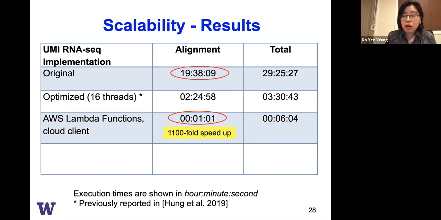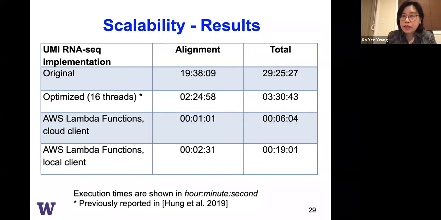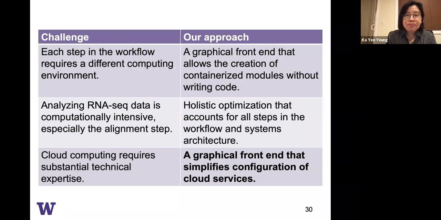And when comparing to the original workflow in Python, it's a 1,100-fold speedup for the alignment step, and the total workflow represents a 290-fold speedup. And if we use a local client, your desktop or laptop, the alignment step can be done in roughly 2.5 minutes, and the total runtime is about 19 minutes. In each of these experiments, we repeated our empirical experiments 5 times, and what we are showing here is the median runtime.